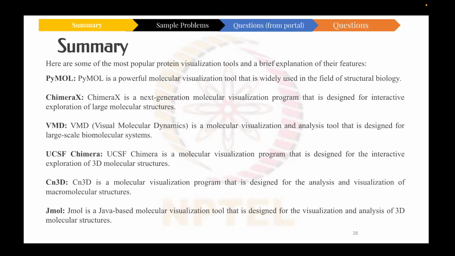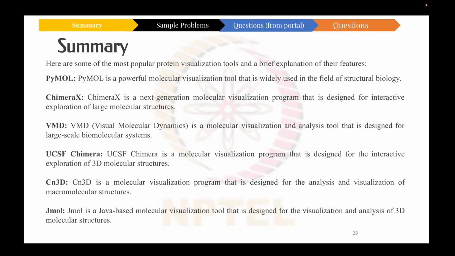The first is PyMol, which is widely used. It allows users to visualize and analyze protein structures in 3D and can generate high quality images and videos. PyMol is highly customizable because it has an option to plug in. We can also have some extra plugins, and a range of plugins and scripts are available to extend its functionality.